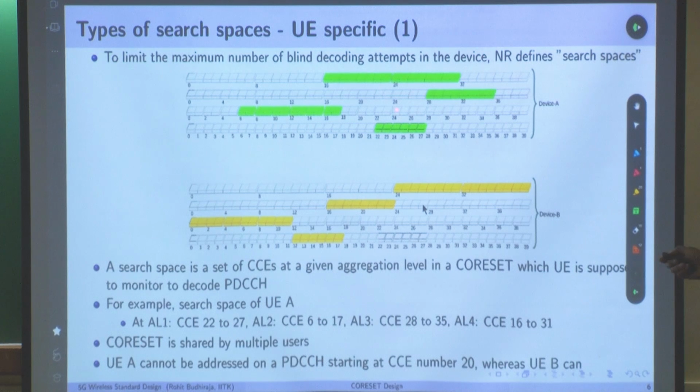So UEA will not search at aggregation level 4. Even at aggregation level 1 it will not search, because the aggregation level 1 search space begins at 22. That's the point this bullet is making over here, correct? Let's continue discussing this.